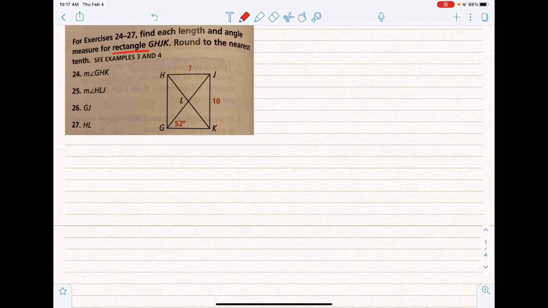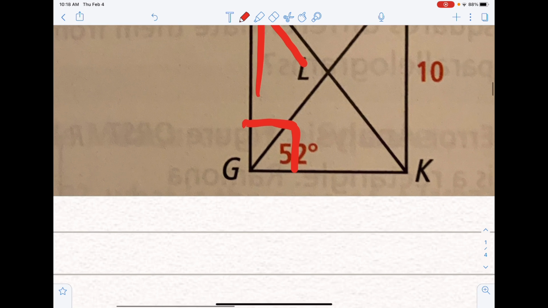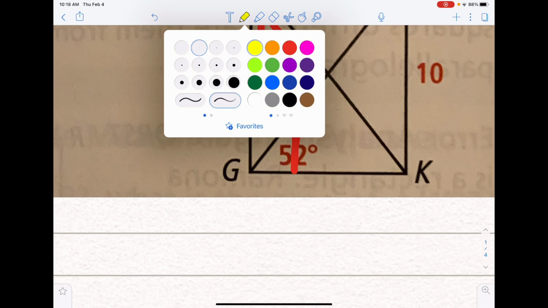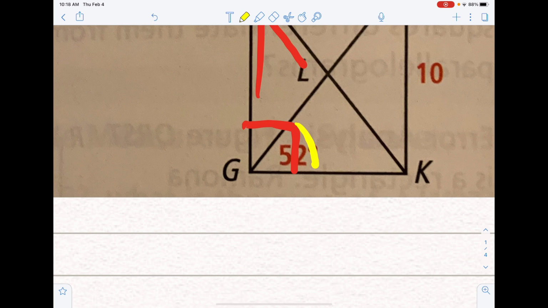And let's see what information it asks. The measure of angle GHK. So GHK is this angle right here. So if we think about that, we got to kind of apply the situation. We know that a rectangle has a right angle in every corner. So if that's a right angle, then we know that this part of it right here is 52.